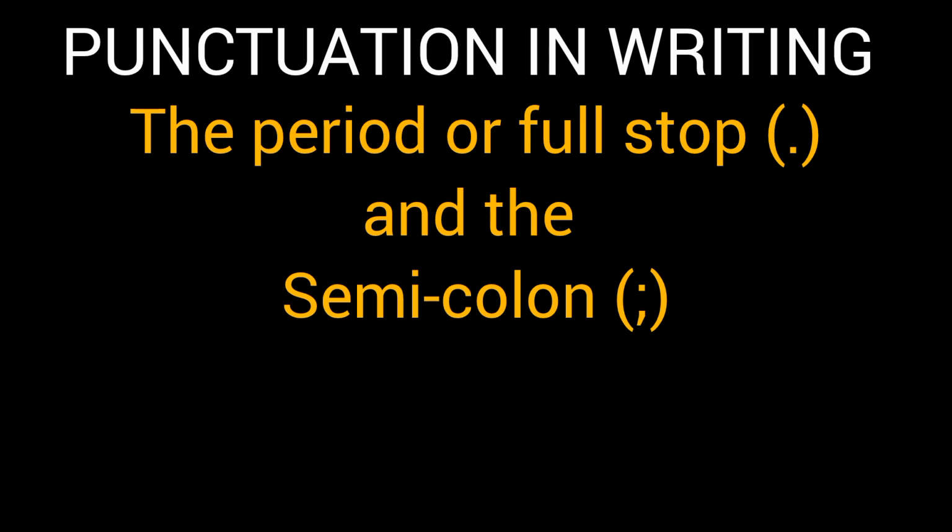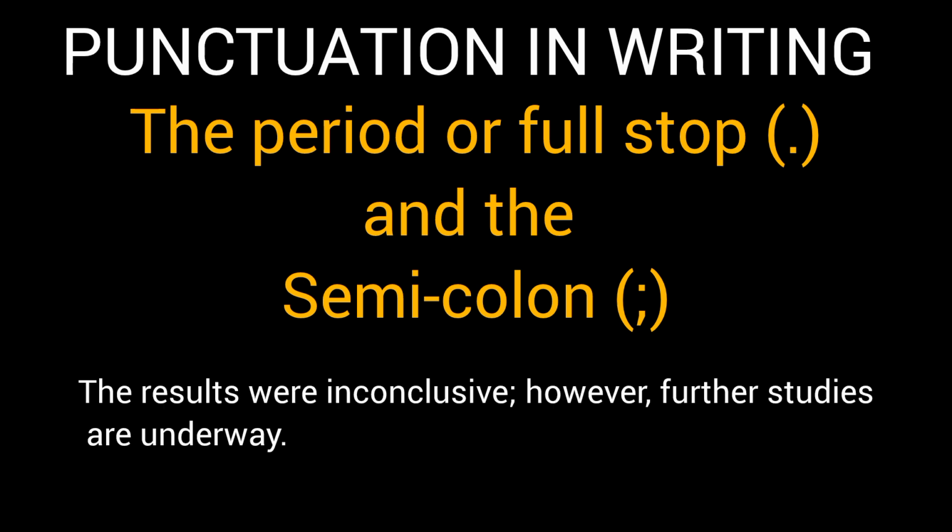The second punctuation mark is the period and the semicolon. These are also called sentence stoppers. As we all know, a period ends a thought, while a semicolon connects related ones. For example, the results were inconclusive; however, further studies are underway. The semicolon bridges these ideas effectively. So you can see in this example that the semicolon is followed by a conjunctive adverb, however.